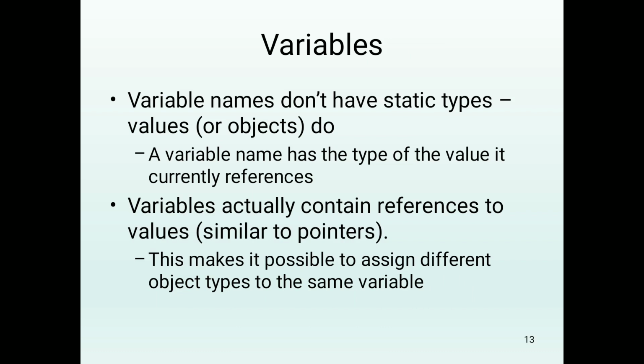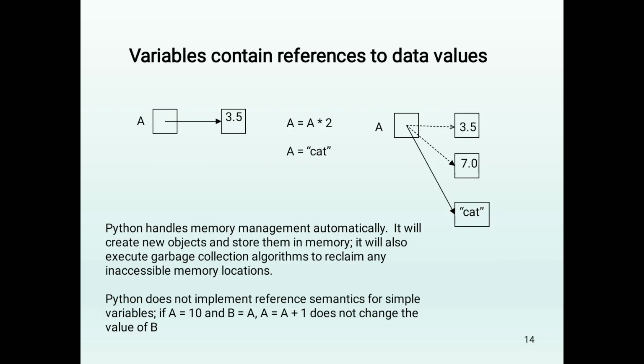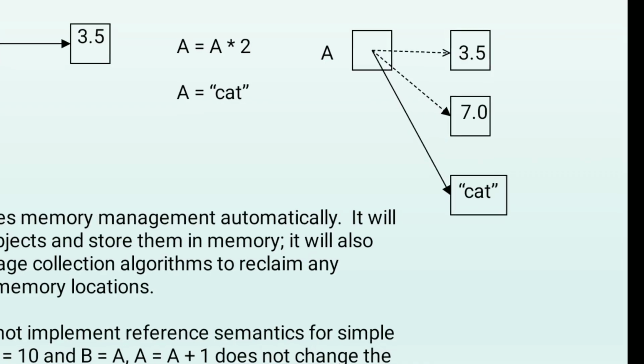Okay. And one more thing, variable names don't have static types; values or objects have the type. The variable has the type of the value it currently references. It actually contains references to the values, similar to pointers in C. For example, here you can consider this, right?